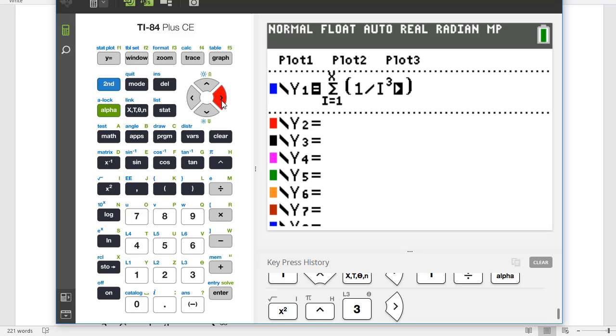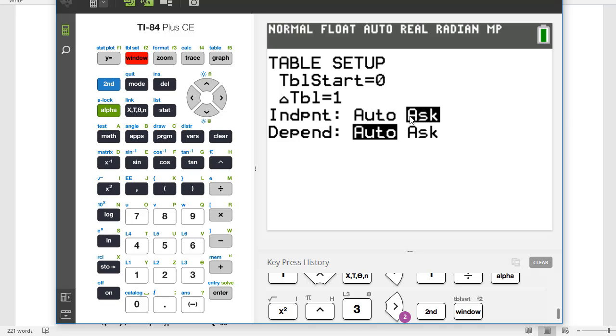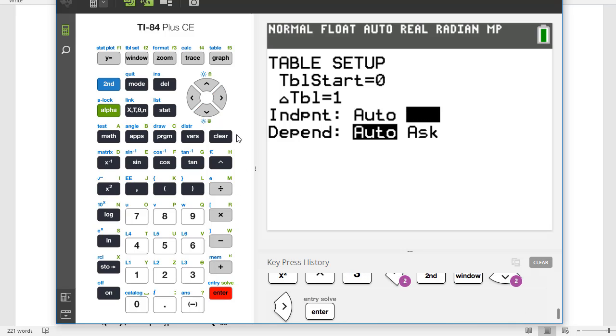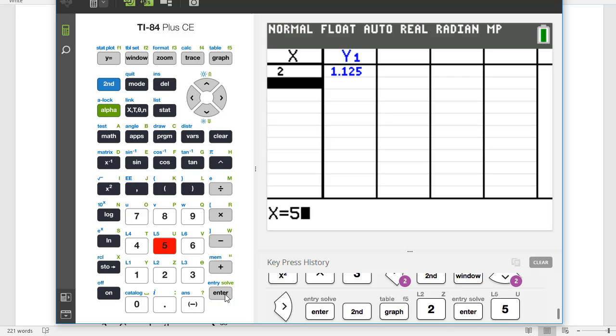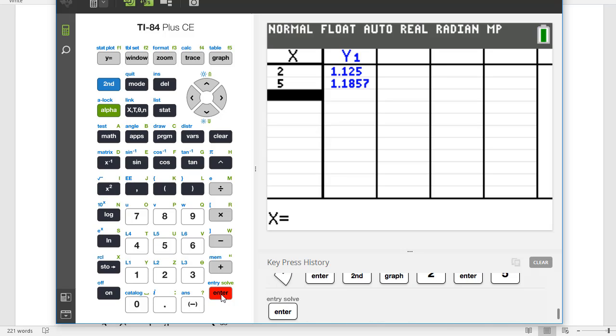Okay. Now the other thing I want to do, I want to go to the table set menu. So I'm going to do second window, and I want to put the independent variable in the ask option. So if auto is highlighted, I'm going to arrow over, hit enter on ask. And now when I go to my table, it's blank. So I can punch in x equals 2, and there's the sum of the first 2 terms. Could punch in x equals 5, there's the sum of the first 5 terms.